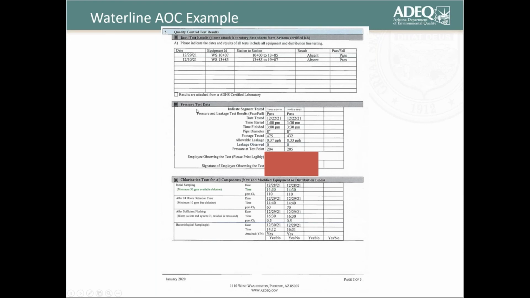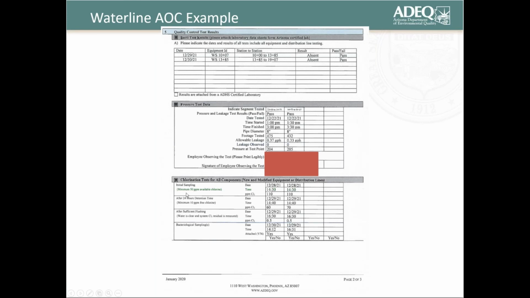And then we can look at the pressure test data. Here, the pressure and leakage test results are on a pass and fail basis, so they both passed. The date tested, done on a 2-hour time frame. The pipe diameter that was tested, 8-inch in this case. The footage tested. The allowable leakage, and the leakage observed, which is 0. It shouldn't be more than the allowable leakage. The pressure at this test point, and then the name of the employee who observed the test and signature.